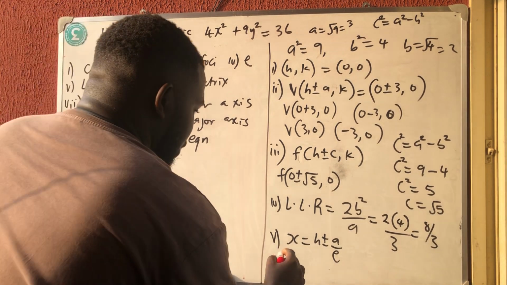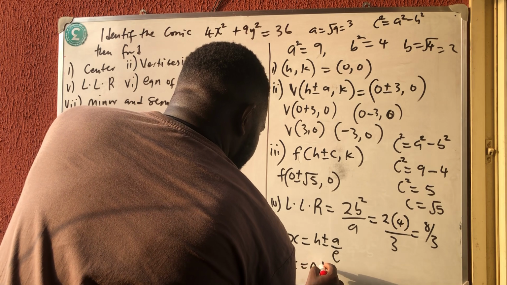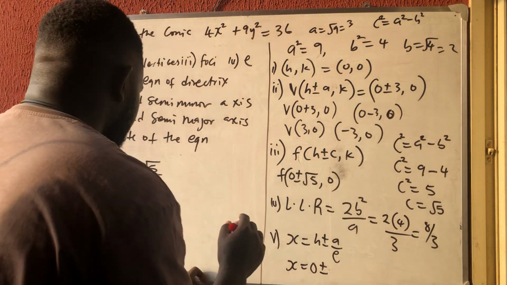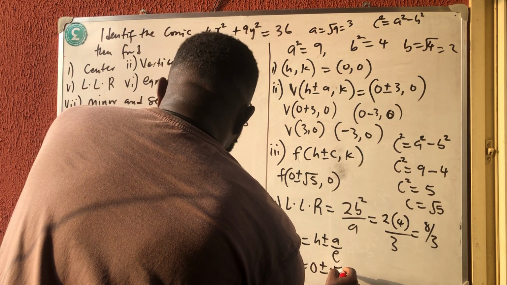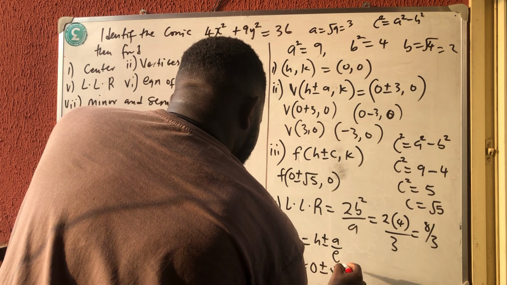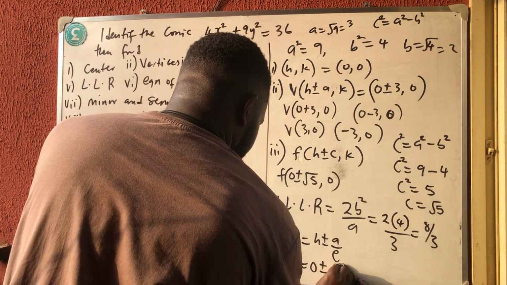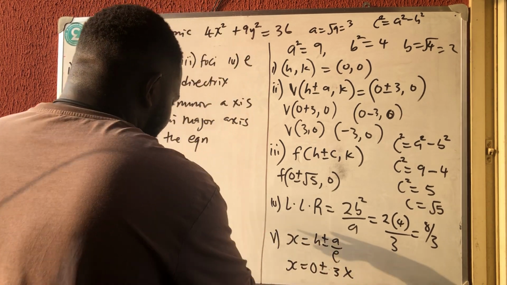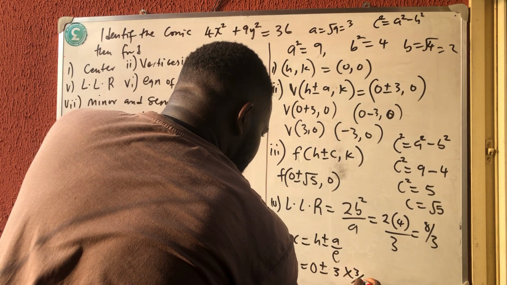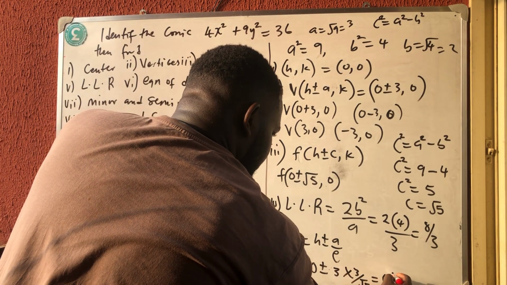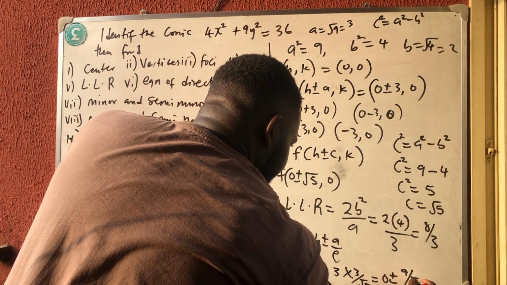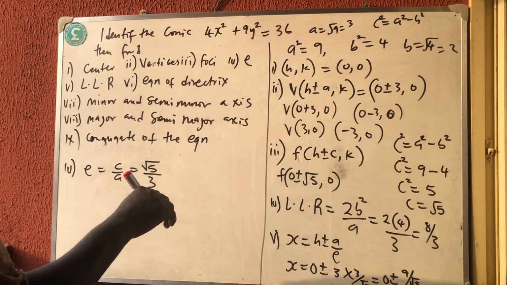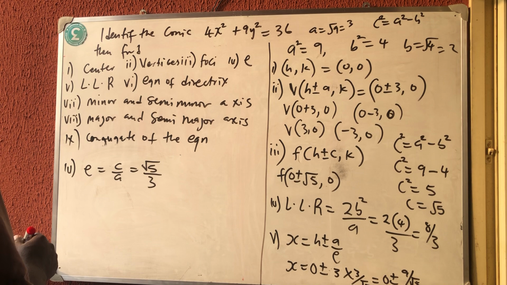So our equation of directrix becomes x is equal to 0 plus or minus root 5 over 3, divided by, sorry, a first before the e. a is what? a is 3 times, if you divide, you swap it and multiply, 3 over root 5, which is what? 0 plus or minus 9 over root 5. So that is the equation of the directrix. So you can do cross multiply and then get your answer.